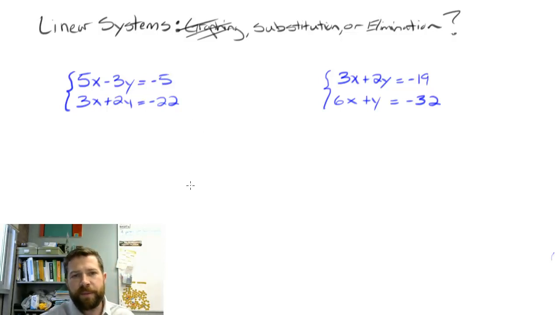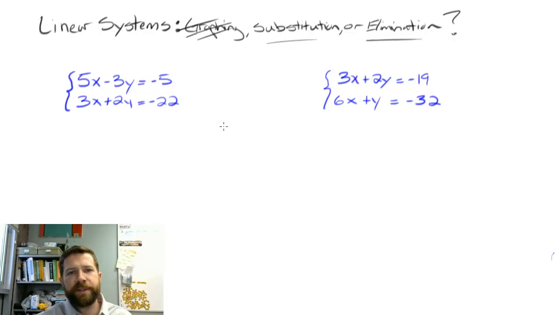Honestly, the only reason that we use that as instructors is to provide the concept of linear systems. You would never use graphing to solve a linear system. So we've gotten that out of the way. Now should we use substitution or should we use elimination? It's really the big question.